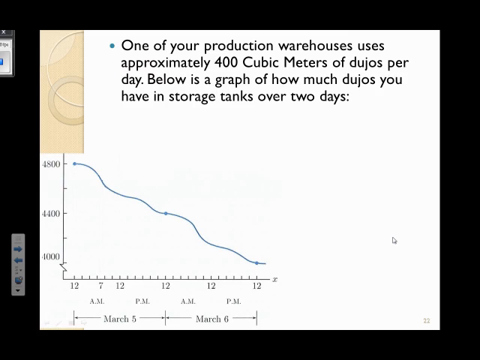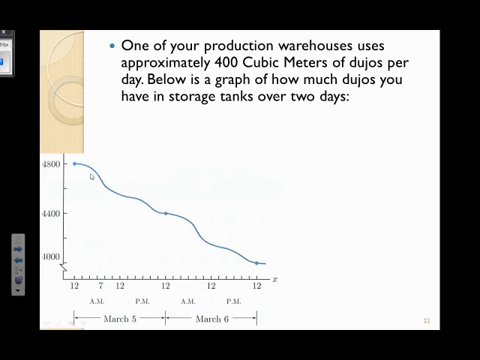In using that in a business situation, one of your production warehouses uses about 400 cubic meters of DUOS natural gas per day. Below is a graph of how much DUOS you have in tanks over 2 days, from the beginning of March 5th to the end of March 6th, with 12 a.m., 12 noon, 12 midnight, 12 noon, 12 midnight on the x-axis.